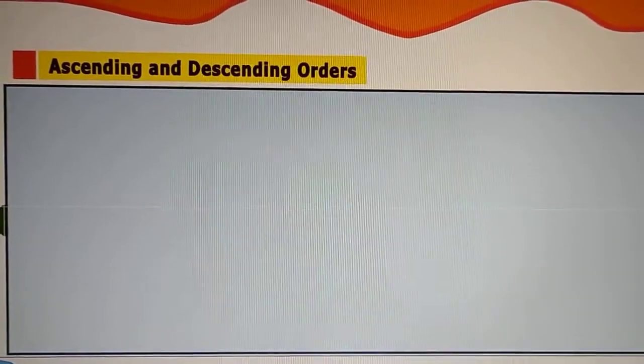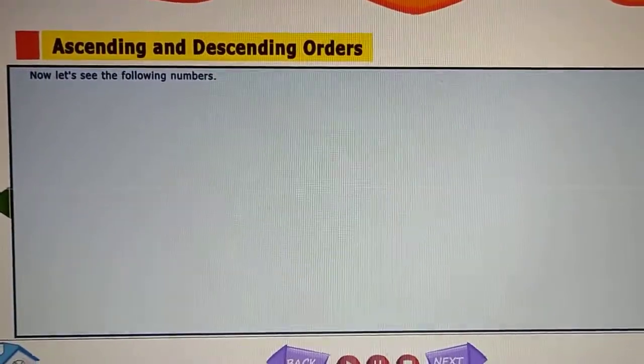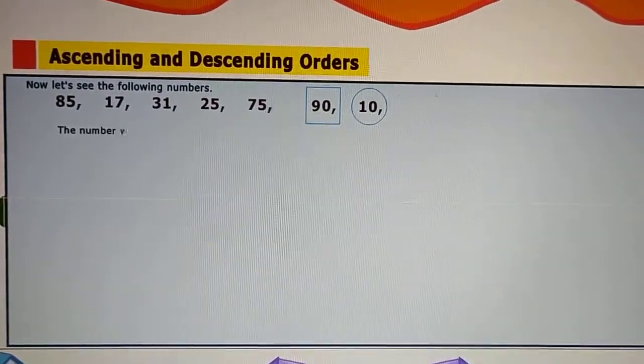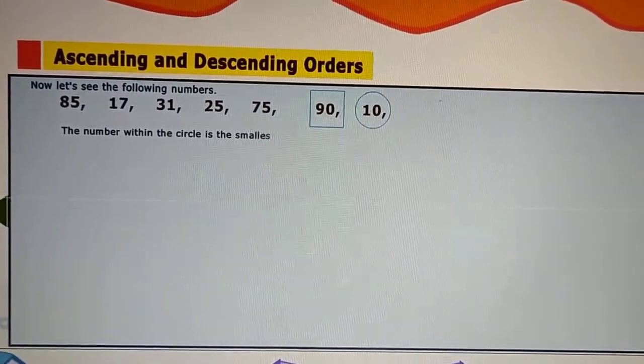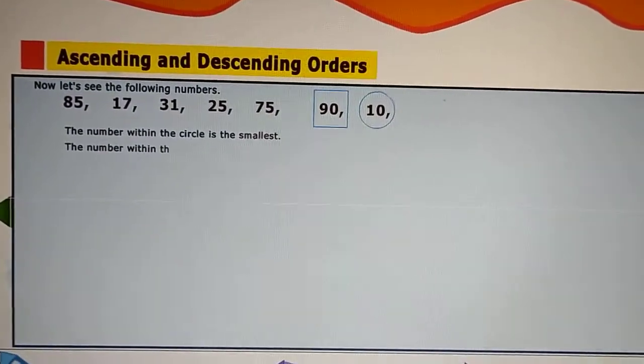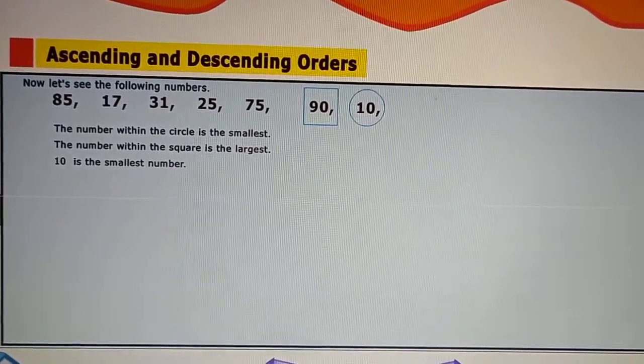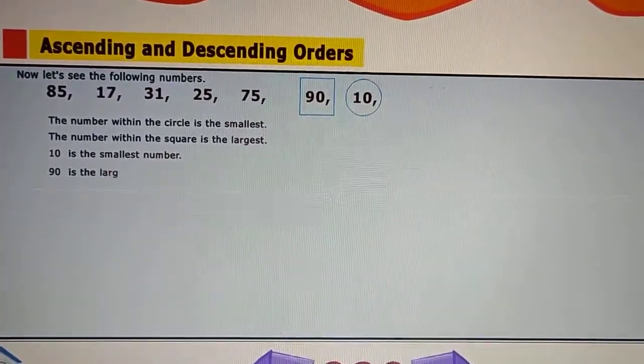Ascending and descending orders. Now let's see the following numbers. The number within the circle is the smallest. The number within the square is the largest. 10 is the smallest number. 90 is the largest number.